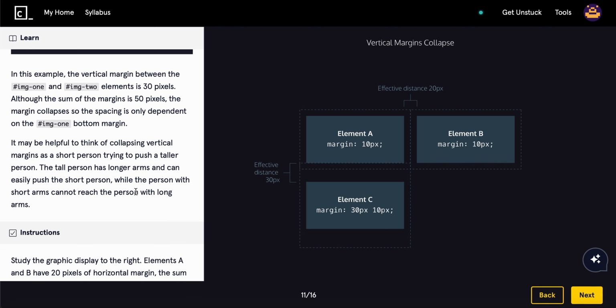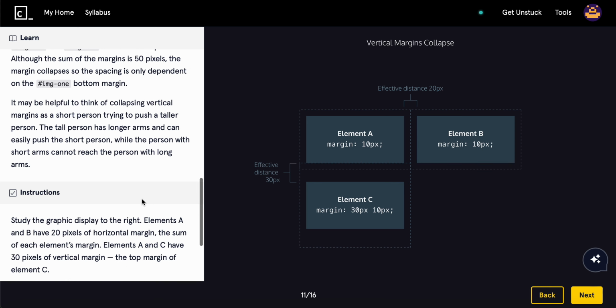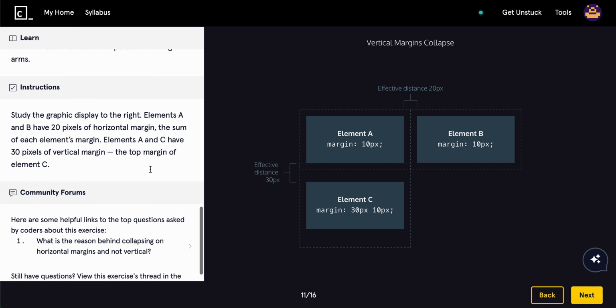So it may be helpful to think of collapsing vertical margins as a short person trying to push a taller person. The taller person has longer arms and can easily push the short person, while the person with the short arms cannot reach with long arms, right?